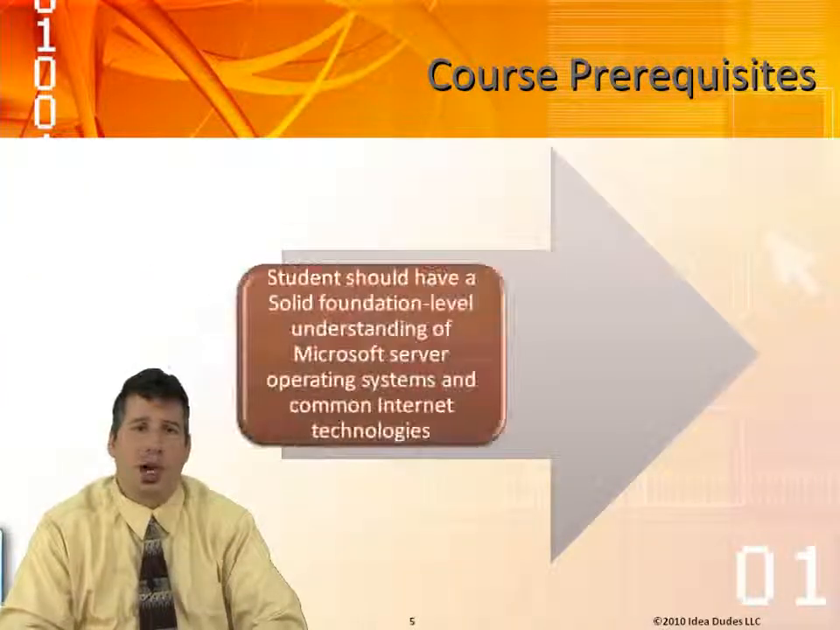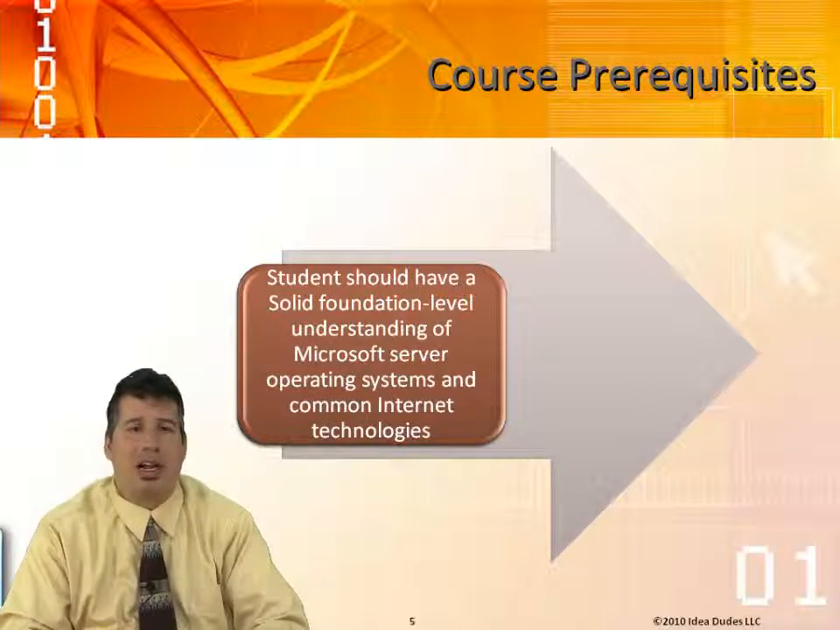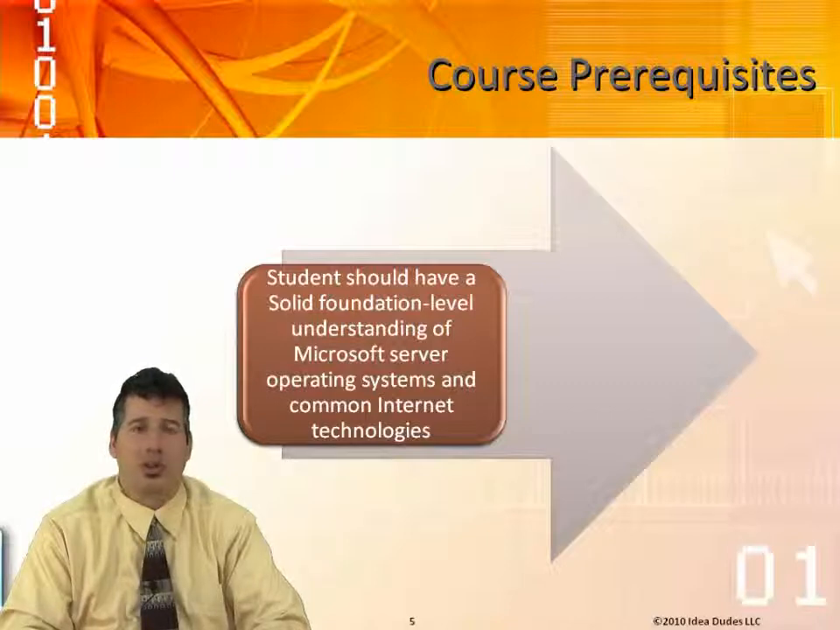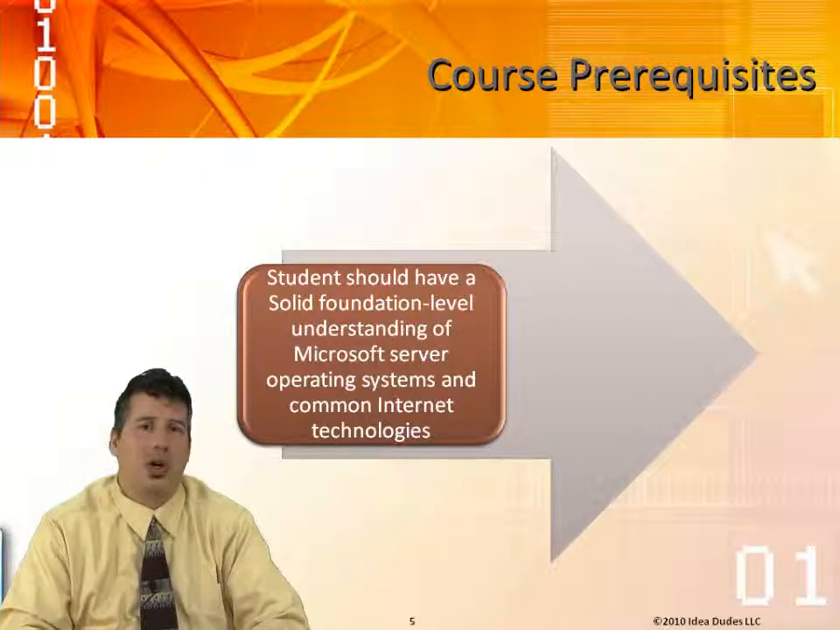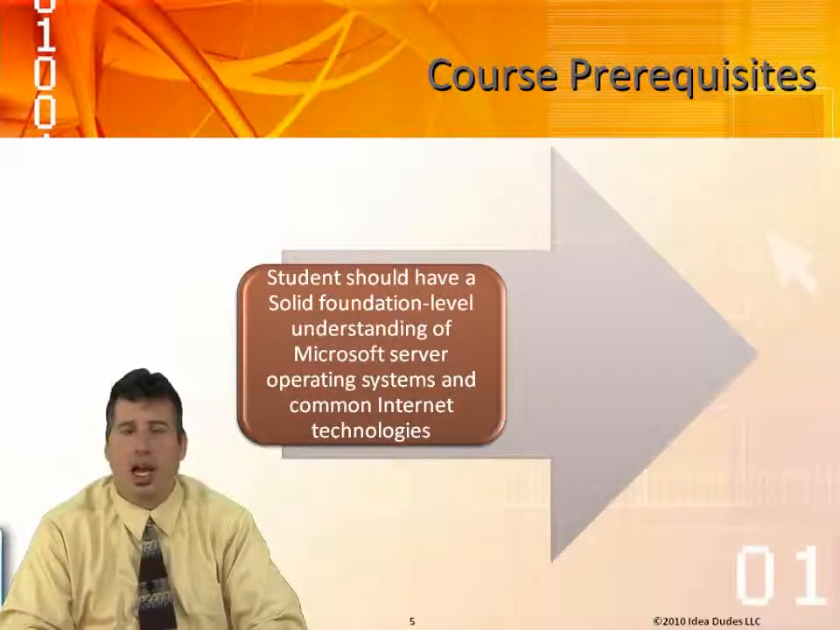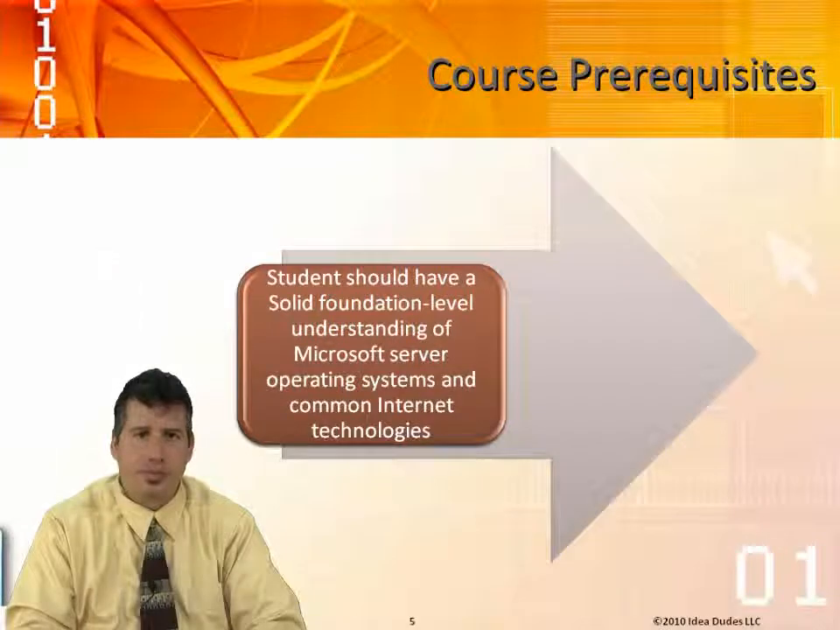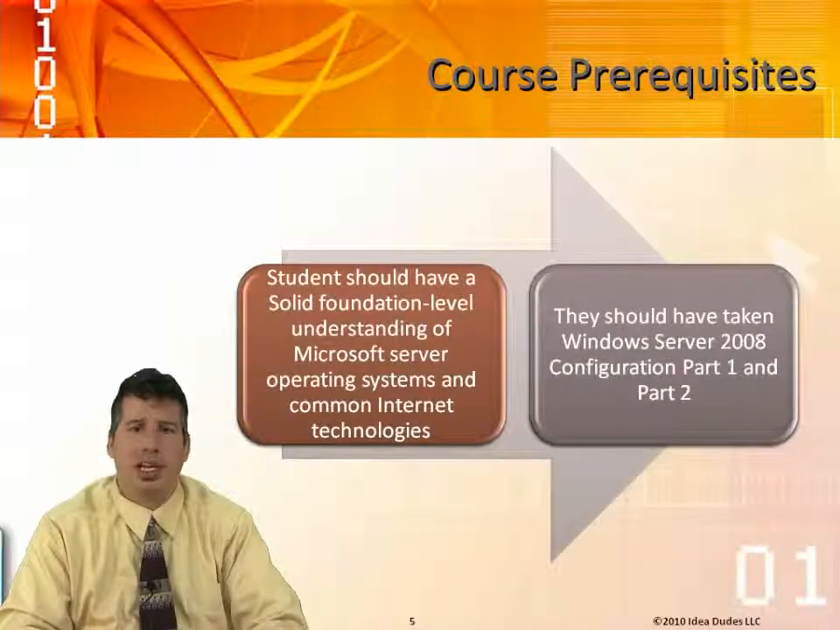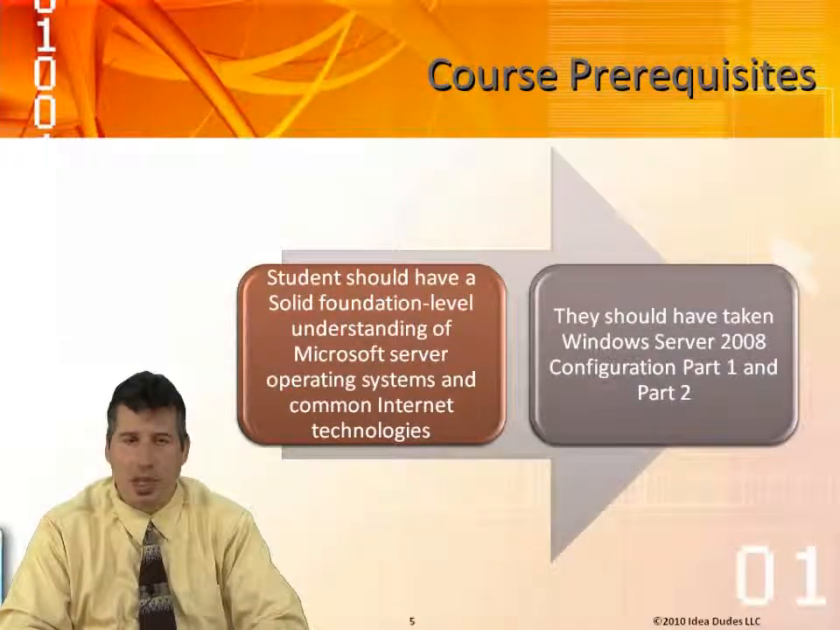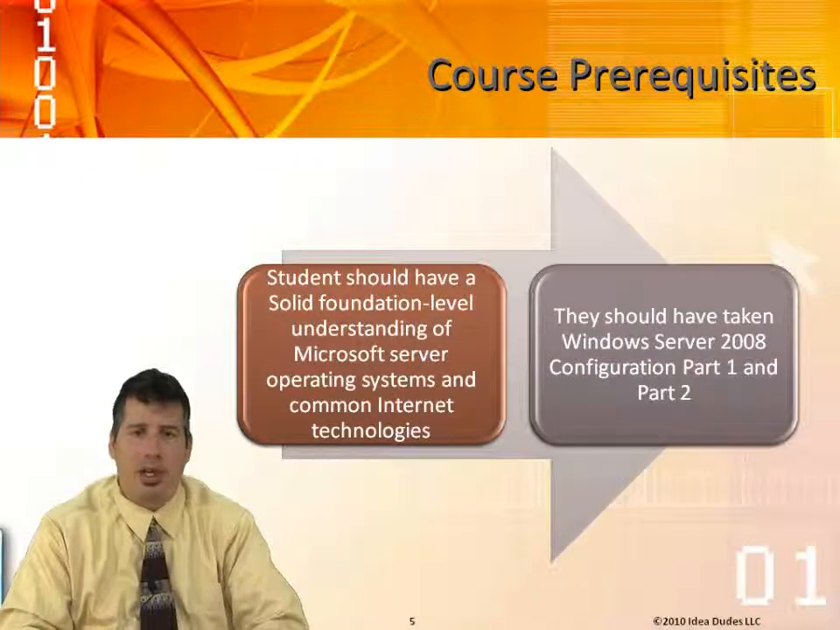So, your course prerequisites: students should have a solid foundation understanding of Microsoft Server operating systems, and also common internet technologies, because we're going to be going over different things like HTTP, FTP, SMTP, POP3, any of those different technologies that deal with the internet. And then also you should have taken the Windows Server configuration Part 1, Part 2, and Part 3. There are actually 3 parts to that, and you should go through all those.